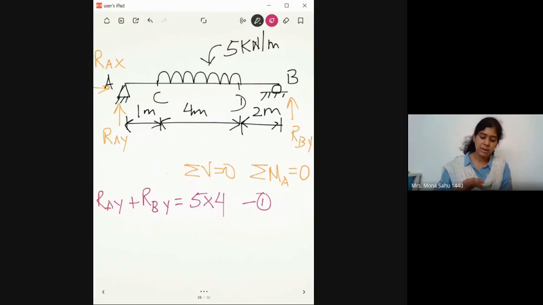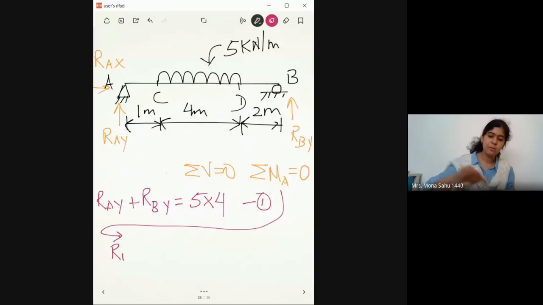Now coming to this one, moment with respect to A. Can you tell me, let's go from right to left, RBY multiplied by what is the perpendicular distance? 7.